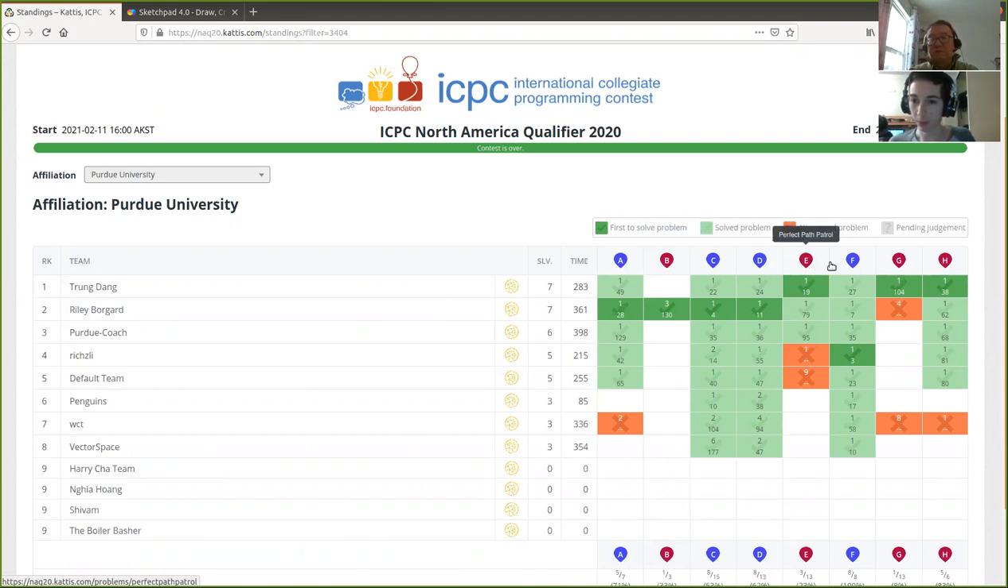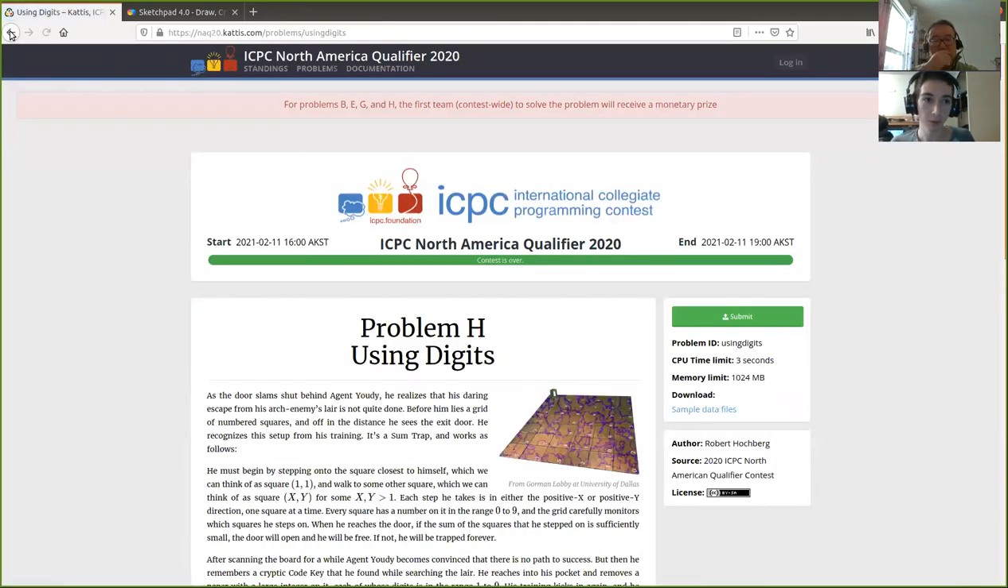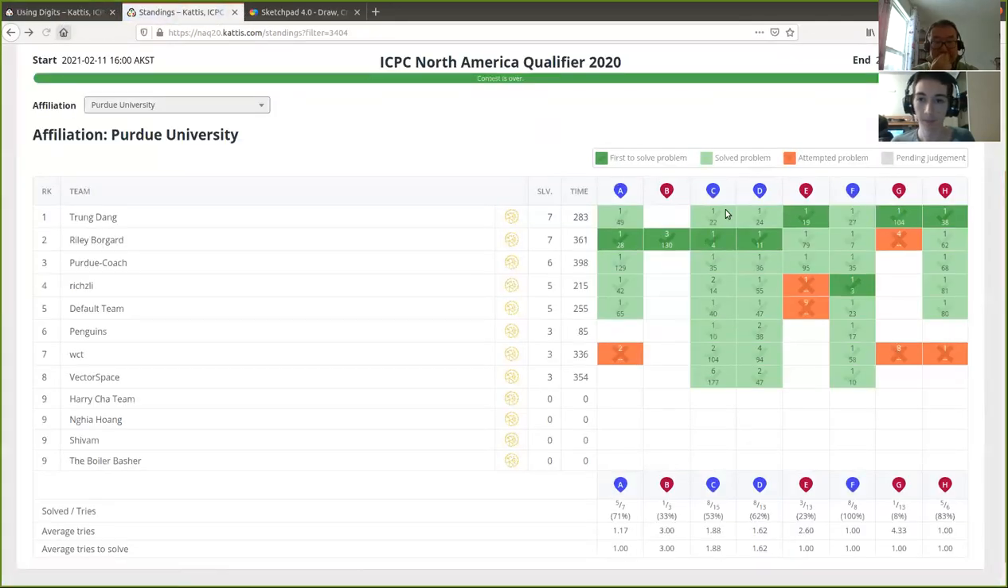Okay, for the remaining problems, it looks like H is the easiest. Then E, then maybe G, because many people attempted that.